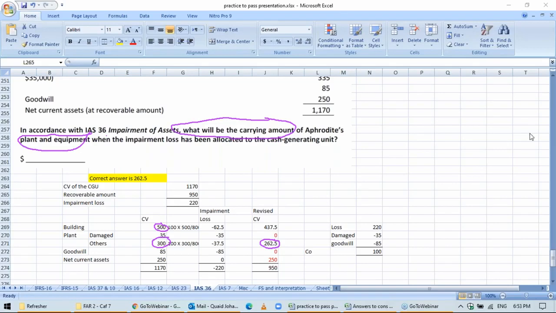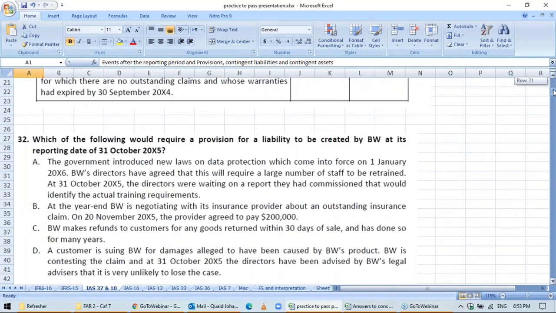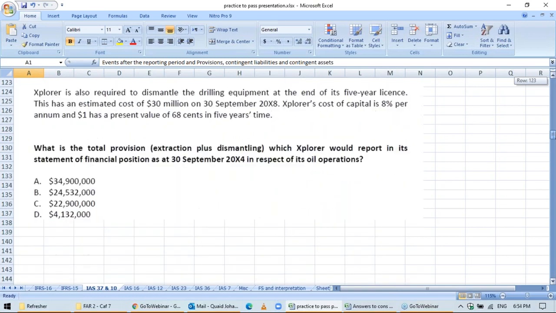Okay, so let's move on to the next section, IAS 37. We'll take a few important questions from here as well. We will start with question number 36. That's question number 36.